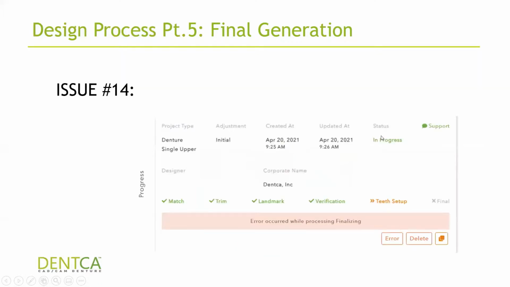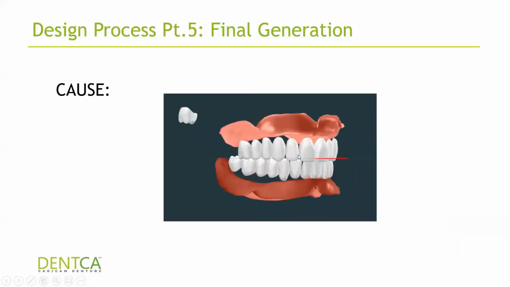So if you do get an error once you send it to finalize, there could be several reasons for that. One of the reasons that I have seen is that people try to remove only one second molar, and what they do is they just select that one tooth and try to take it away, thinking that's going to work, but unfortunately the software is still going to try to generate with that molar in mind.